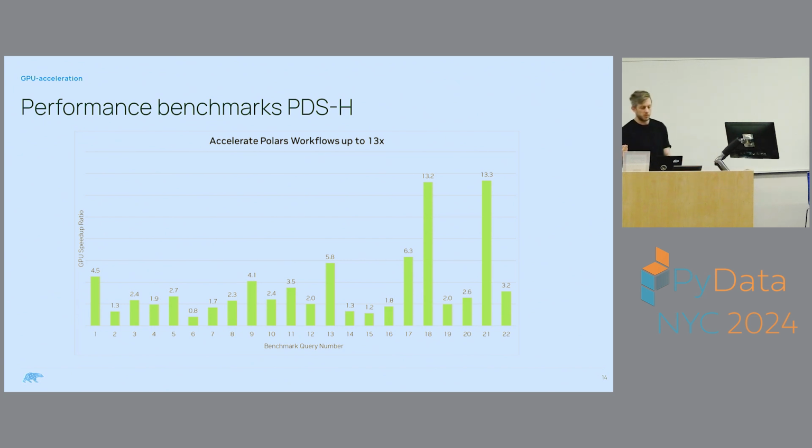So here are some performance benchmarks executed by NVIDIA with a very high-end CPU and a very high-end GPU on the PDSH, a derivative of TPCH. And you see you get speed-ups from almost none, from 1.0, to up to 13 times. The difference is mostly determined by how I/O bound you are. If you're really compute bound, you get a lot from a GPU. Query 18 and query 21 are very compute bound. There are a lot of joins and a lot of number crunching. There the GPU is great.